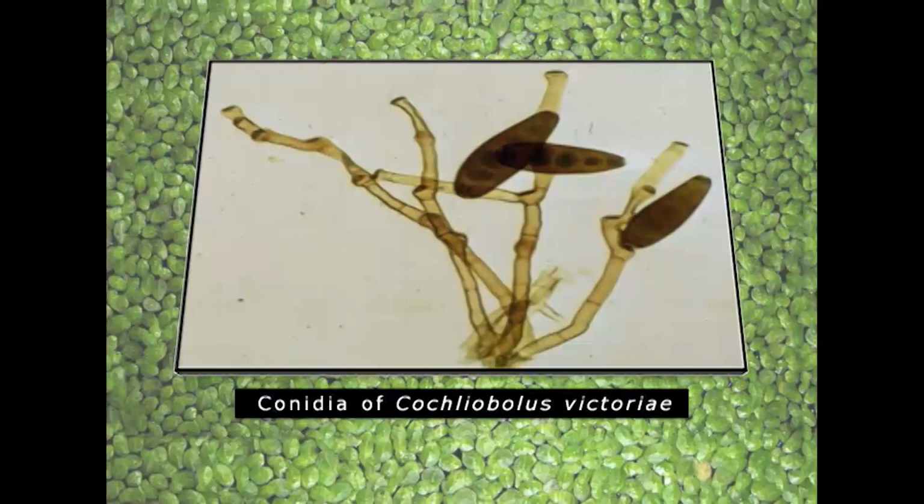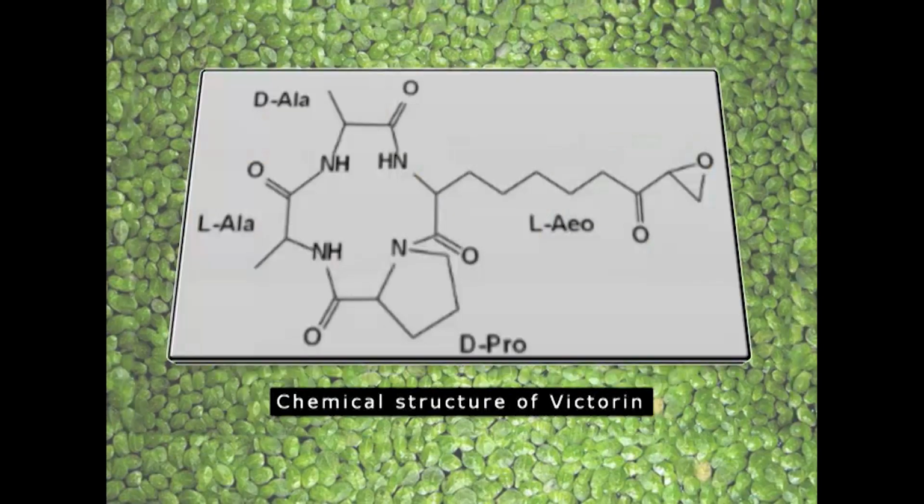Now we come to the next important group of toxins, which is commonly called the host specific toxins, because they invade a specific host; in other host plants they are of no use. One such toxin is victorin, which is produced by Cochliobolus victoriae. This is the conidia, which causes the disease of leaf spot or leaf blight of oats. And chemically, this particular toxin victorin is a complex polypeptide.